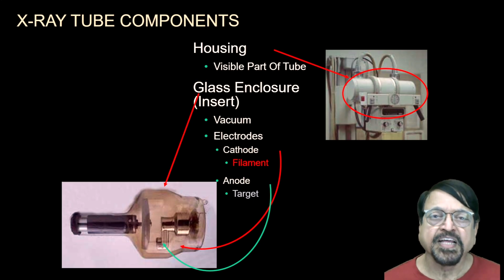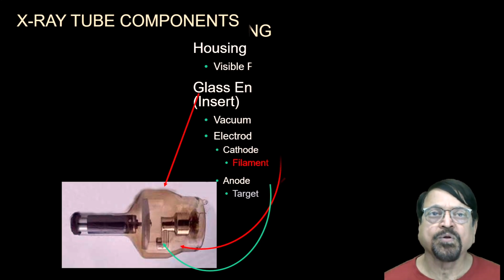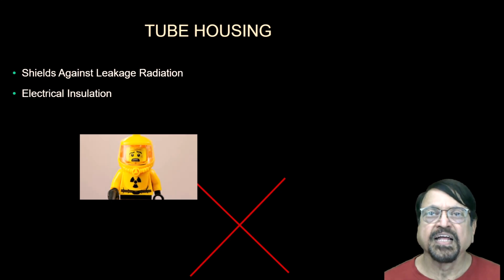Glass envelope is a vacuum. It is also one of a type of filter which filters low energy KVs. Now it's a vacuum tube, and it contains electrodes which are cathode, a tungsten filament, and anode. So there are two components, cathode and anode, inside this tube.